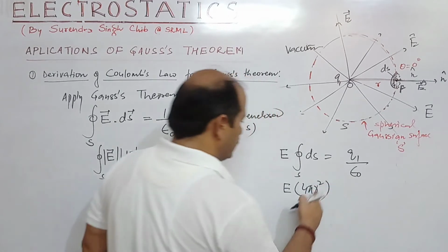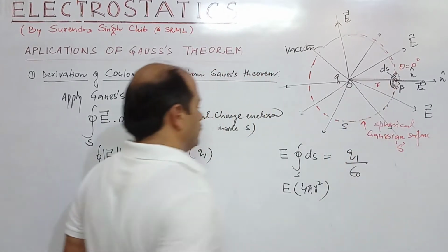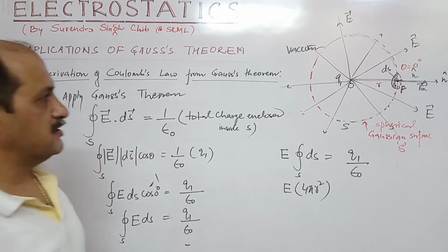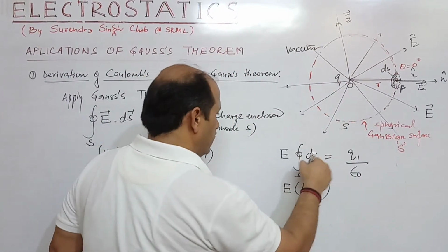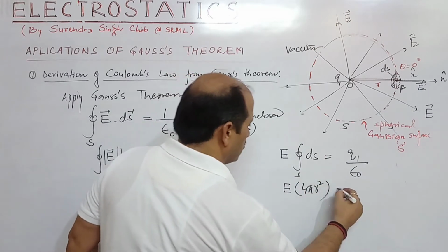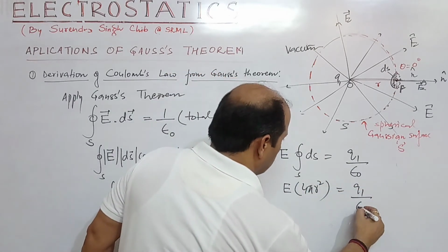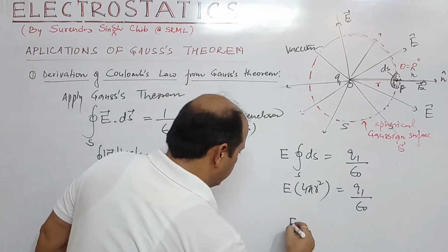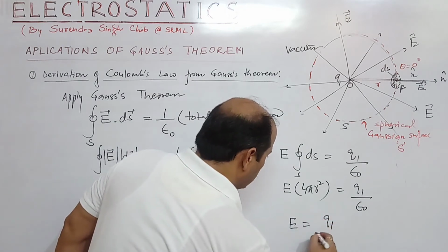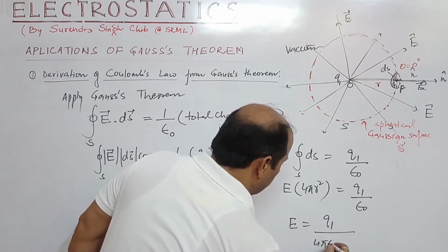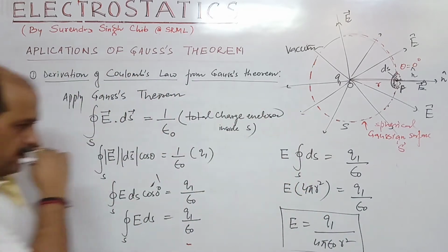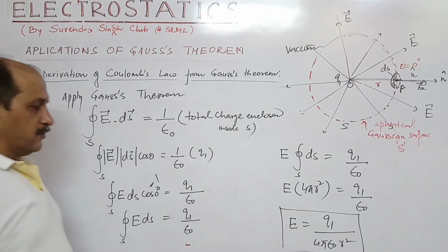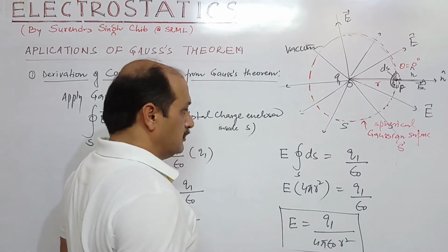What is small r here? It is this radius, the radius of the sphere. So what is the surface area of this sphere? It is 4 pi r square. So this gives E times 4 pi r square equals Q1 upon epsilon naught. So what is the electric field? Q1 upon 4 pi epsilon naught r square. Put it in a box, what we have derived. What is this? This is the electric field intensity.